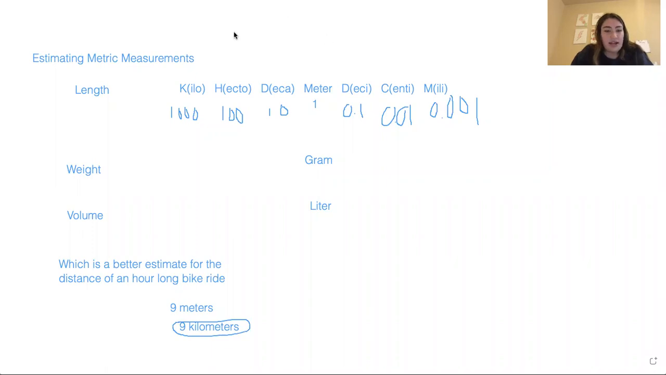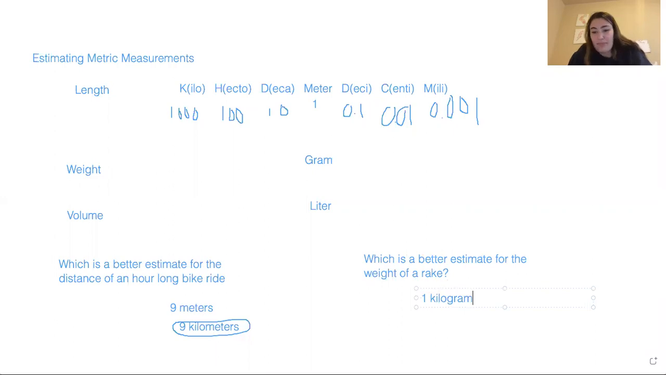So let's try a different one too. This one's for weight. Which is a better estimate for the weight of a rake? So picture this, you're raking leaves. The leaves are probably big piles, but you need your rake. So do you think it's 1 kilogram or 1 gram?